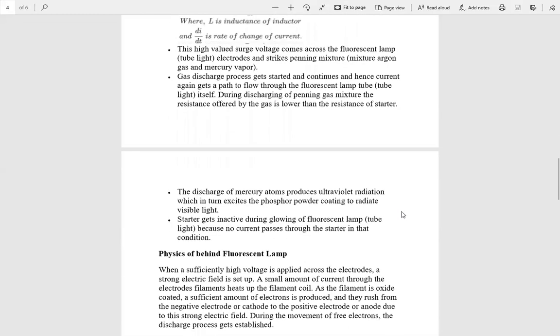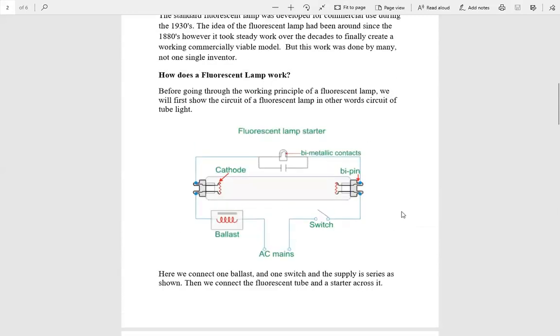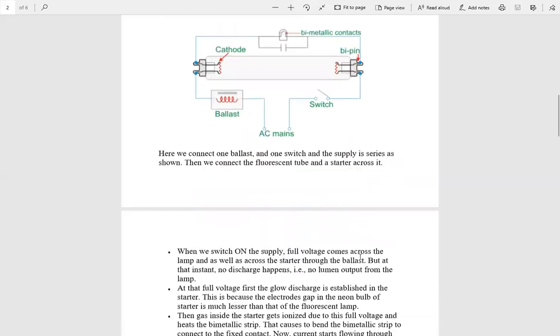The discharge of mercury atoms produces ultraviolet radiation, which in turn excites the phosphor powder coating to radiate visible light. The starter gets inactive during the glowing of the fluorescent lamp because no current passes through the starter in that condition. So this is the detail of the operation of the fluorescent lamp, or in our local word, tube light.